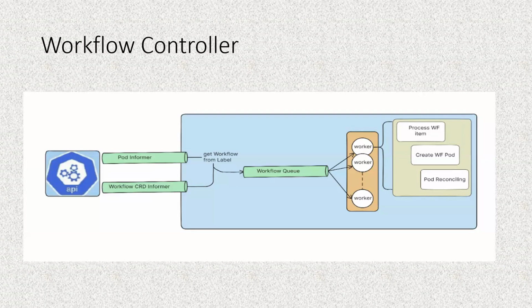This is a workflow controller diagram. You can see the API is there, the pod informer is there, the workflow CRD informer is there. The workflow CRD informer will inform the workflow queue, and then the workflow queue has a couple of workflow workers which take care of communicating with the rest of the things. So all the green dots which you are seeing, like the CRD informer, the pod informer, the workflow queue, all these things are part of the workflow controller.